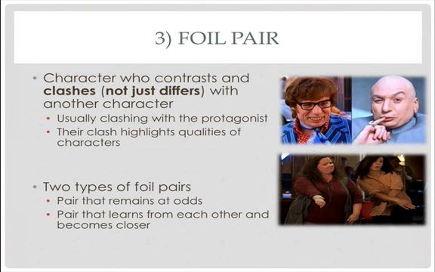We also break foil pairs down into two different subsets. One is a pair that remains at odds, meaning two characters who clash at the beginning and then continue to clash at the very end of the text, meaning that throughout the course of the text, they continue to remain at odds with each other. And then the other foil pair that we look at is the idea of a pair that comes together and learns from each other and becomes closer by the end of a text.